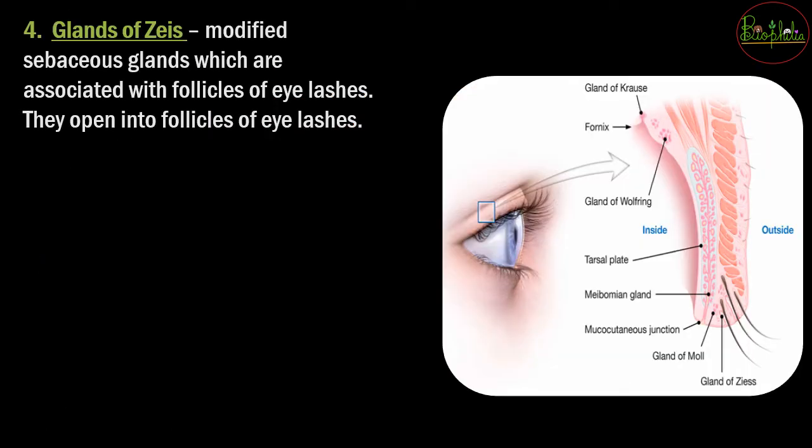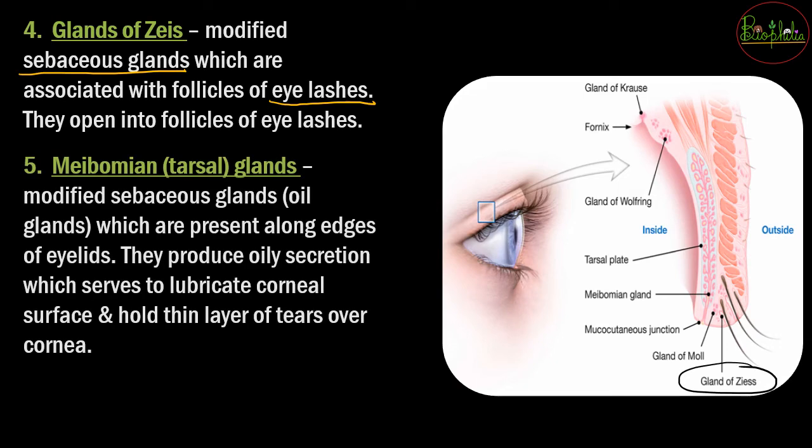The next is the glands of Zeis. Glands of Zeis are modified sebaceous glands. These sebaceous glands, these oil glands, open and secrete to nourish the eyelashes. So the oily secretions that nourish the eyelashes come from the glands of Zeis. Here in the diagram you can understand the location of the glands of Zeis.